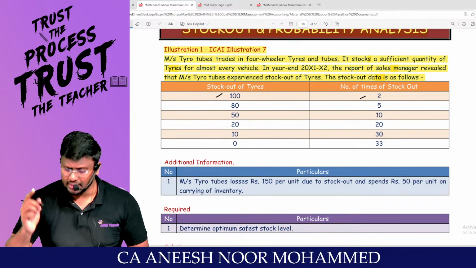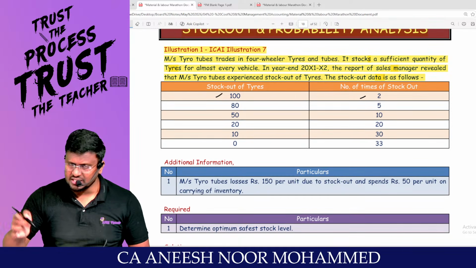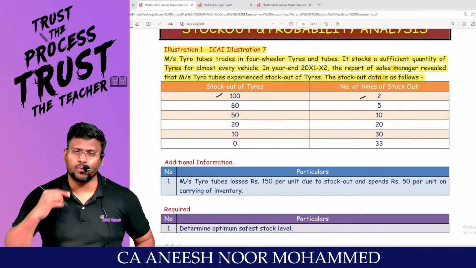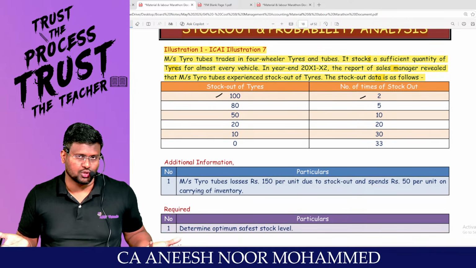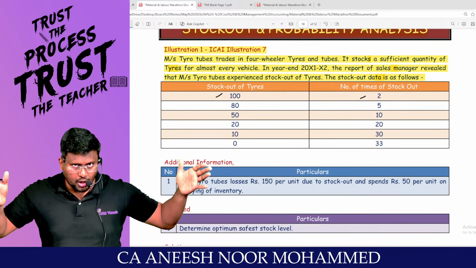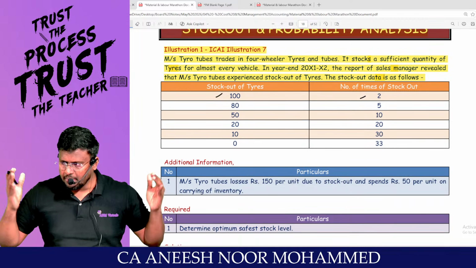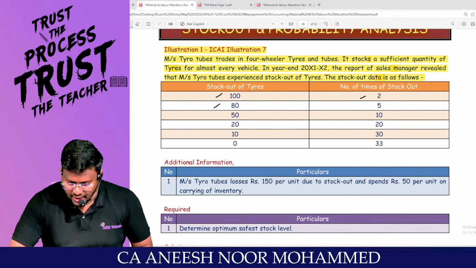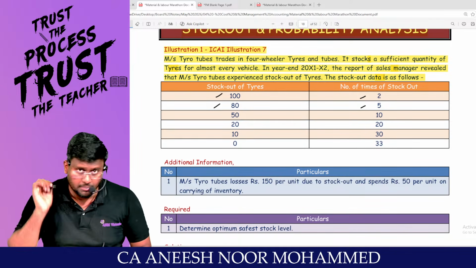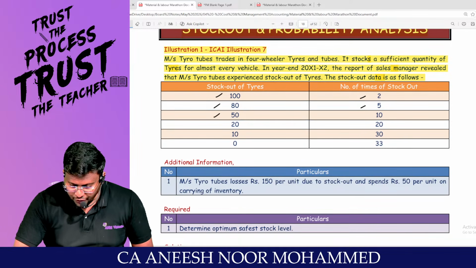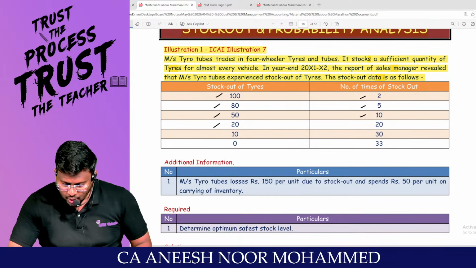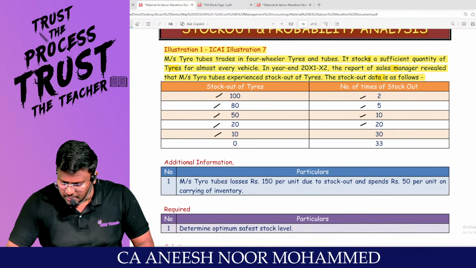What is the probability? How many times is the customer coming and asking? 2 times. There is only a chance of the first customer coming and asking, you want 100 tires, and you are saying that no, you don't have stock. Second customer, in a year of 365 days, second time he may come and ask, I want tires. You are saying that no, I don't have. Then 80 stock, 5 times a customer may come and ask and you may say no. 50 tires, 10 times. 20 tires, 20 times. 10 tires, 30 times. 0, 33 times.